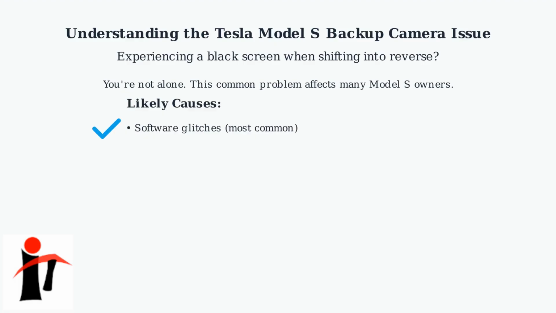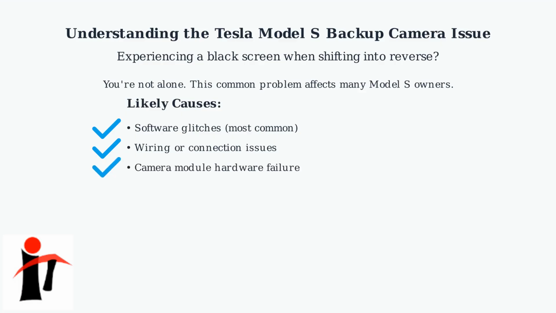Software glitches are the most common cause, often resolved by updates or resets. Wiring or connection issues can occur due to corrosion or loose connections. The camera module itself may fail due to damage or age. Calibration problems can arise after service or accidents.